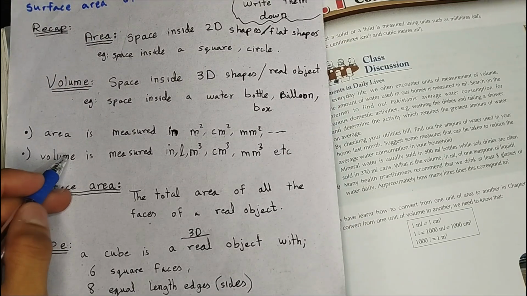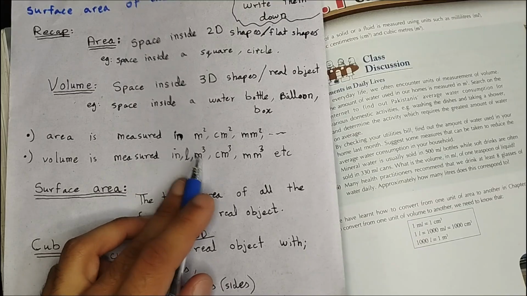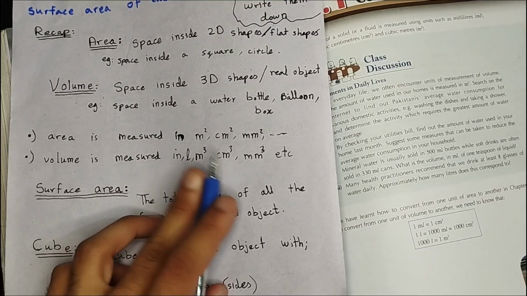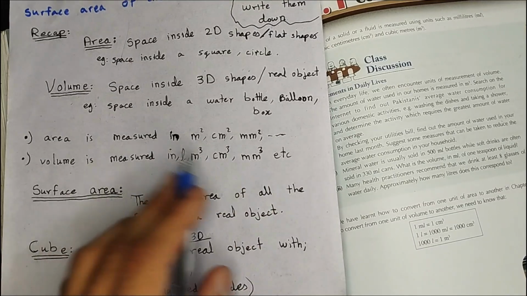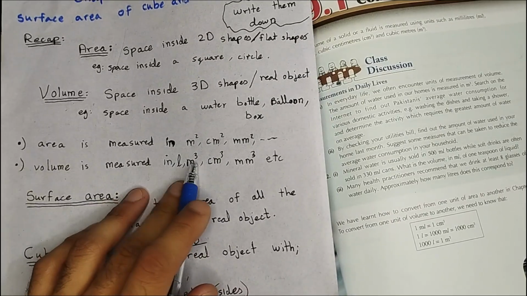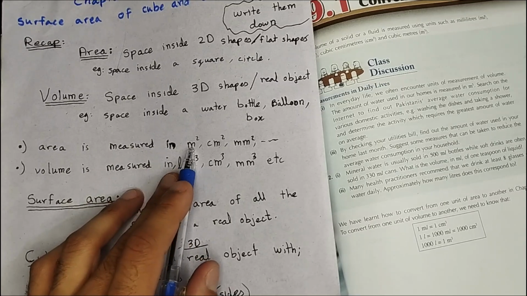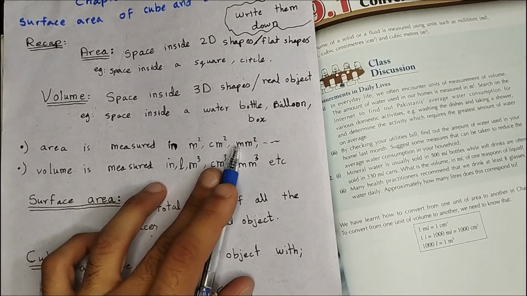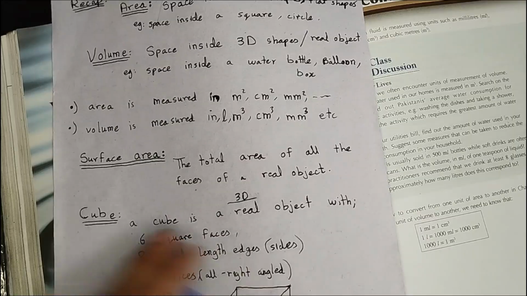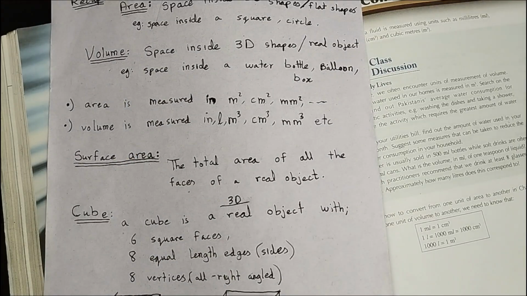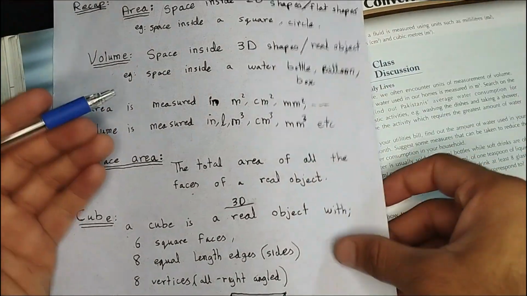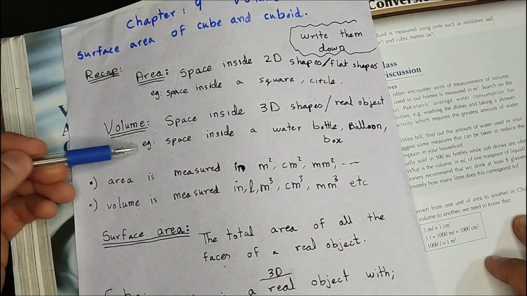Volume is measured in what? Volume is measured in liters, meter cube, centimeter cube, or the right way of saying this would be cubic meter, cubic centimeter, or cubic millimeter, and this one would be square meter, square centimeter, square millimeter. That is the proper way of saying it, okay? This is the basics we have already done in grade 5, okay?